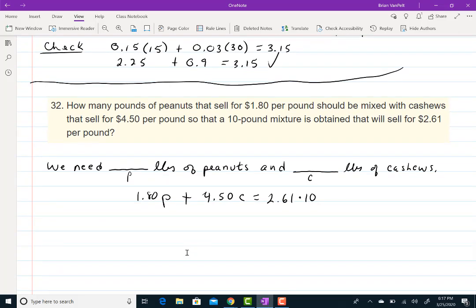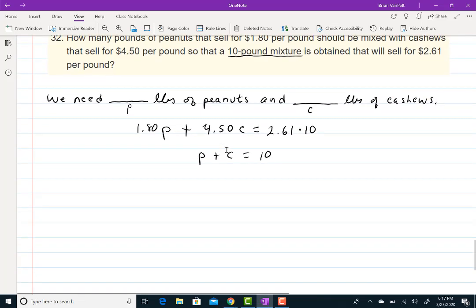So that was all the stuff that was in the first part. But this part right here, the 10-pound mixture, tells us that the amount of peanuts plus the amount of cashews is 10 pounds. And so now I'm ready to go ahead and solve these equations. My first equation is 1.8p plus 4.5c equals 26.1. And the second one is p plus c equals 10.